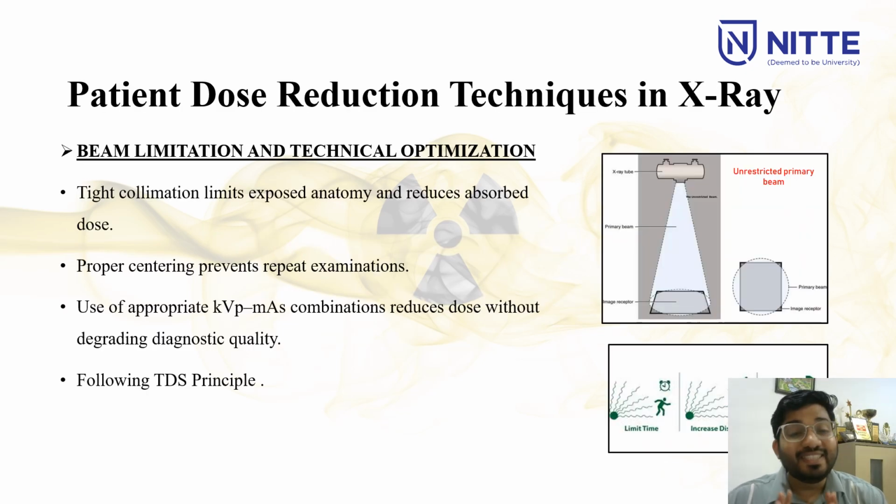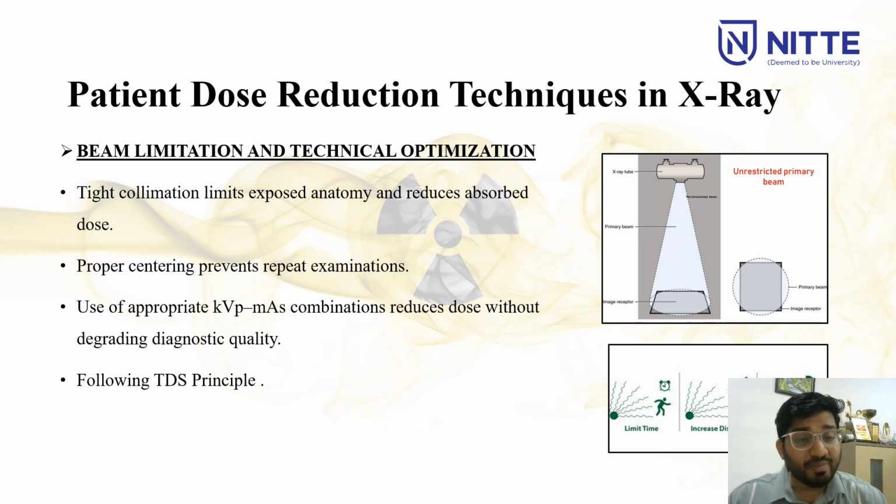So what are the patient dose reduction techniques in X-rays? We have beam limiting devices and technical optimization. What are the beam limitations? We have positive beam limiting devices, aperture diaphragm, collimator, cones, cylinders. These devices we have to make use of.